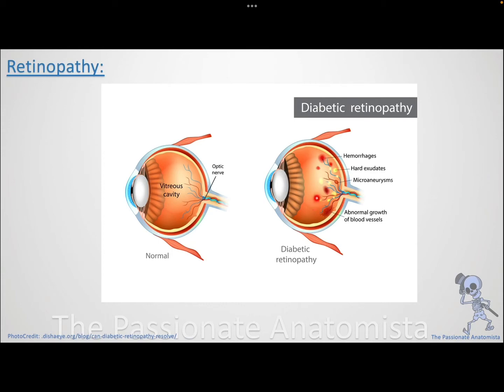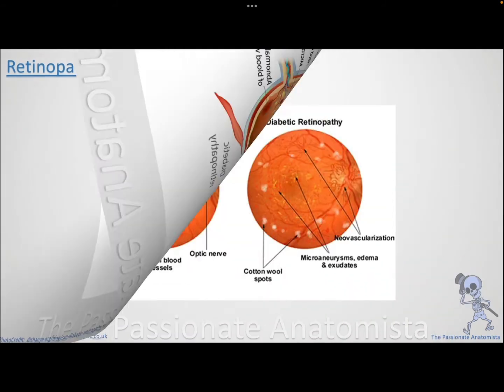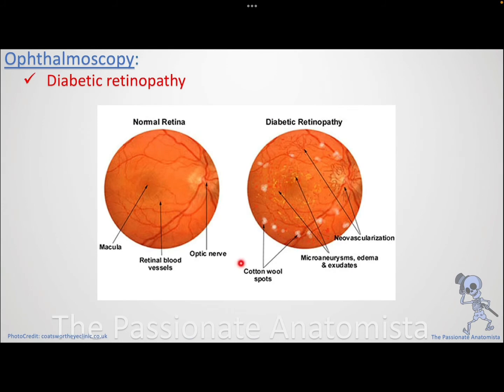You can have your cotton wool appearance, which means there is occlusion of the central artery or any of its branches. You could have microaneurysms. You can have abnormal problems with the blood vessels. And if they are left untreated, they will eventually end up with blindness. All right, so this is how the retinopathy would look like under the ophthalmoscopy of that patient.